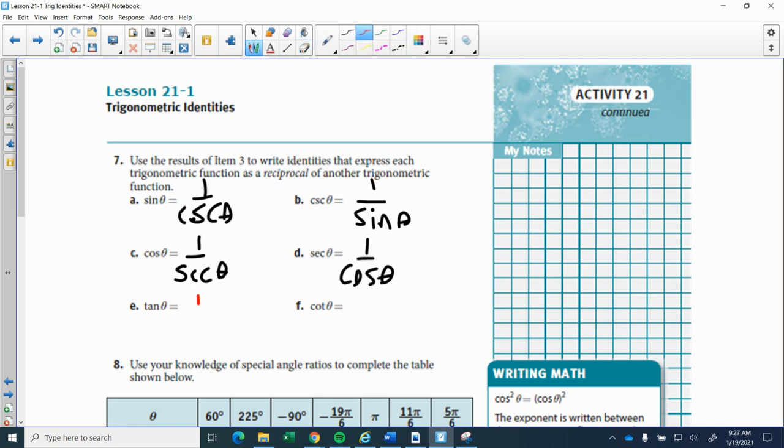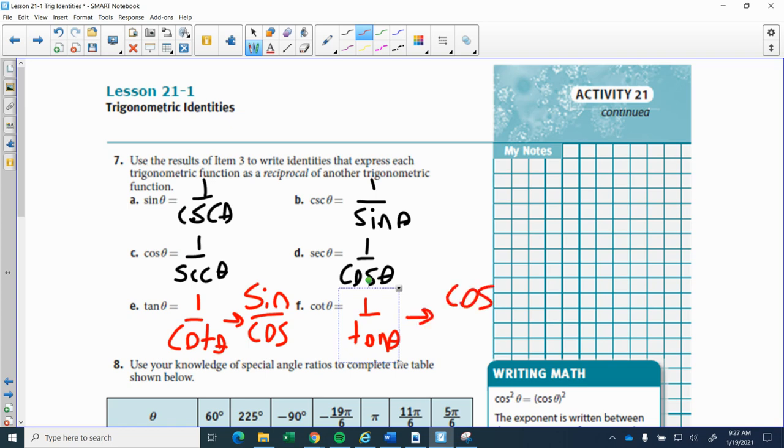Let me rewrite this one. Tangent could be 1 over cotangent of theta, or it could be sine over cosine. Versus cotangent, which could be 1 over tangent of theta, or the reciprocal of that, which could be cosine over sine. Okay? So we have all these different reciprocal identities that we can use to our advantage, okay?